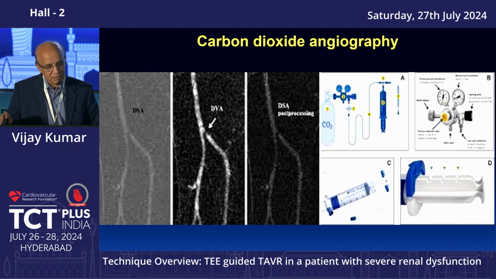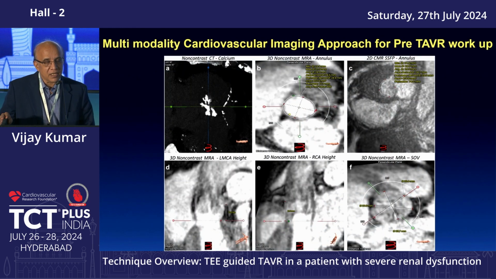Similarly, these are some images. Of course, these are not from my center. These are some DSA images of carbon dioxide angiography used for peripheral angiogram, and that can give us an idea of the vessel size and the bifurcation level, and we can take the help of these images during the access.